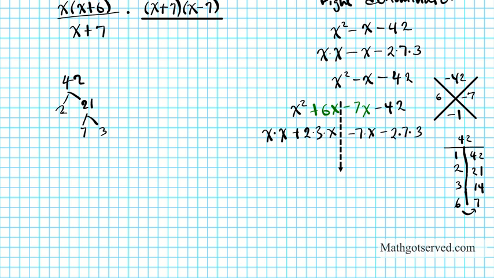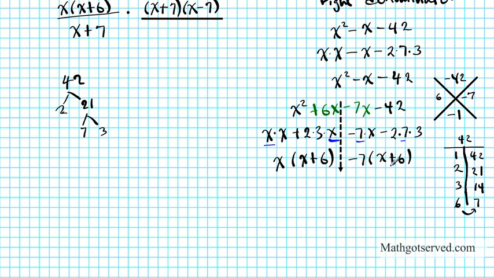Okay? Alright, so from the first two, I can extract an x. X is common. So we take out an x, and we're left with x plus 6. And then from the last two, I can take out negative 7. It's common there. So I take out negative 7, and I'm left with x plus 6. Notice how the sign changed? Because I factor out a minus from a minus, so it has to become the opposite.